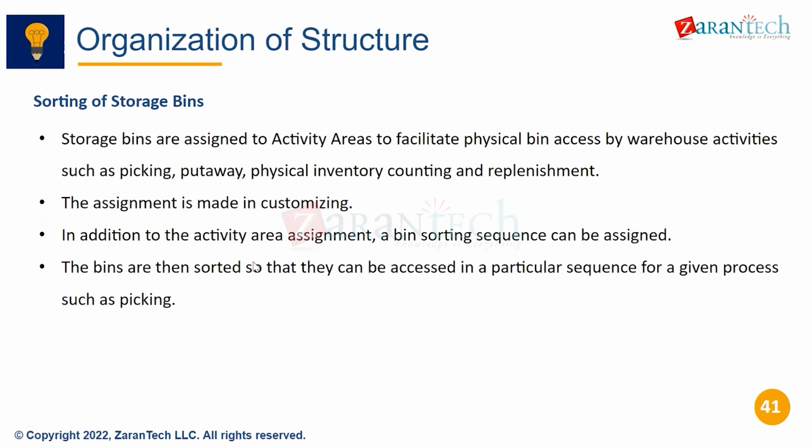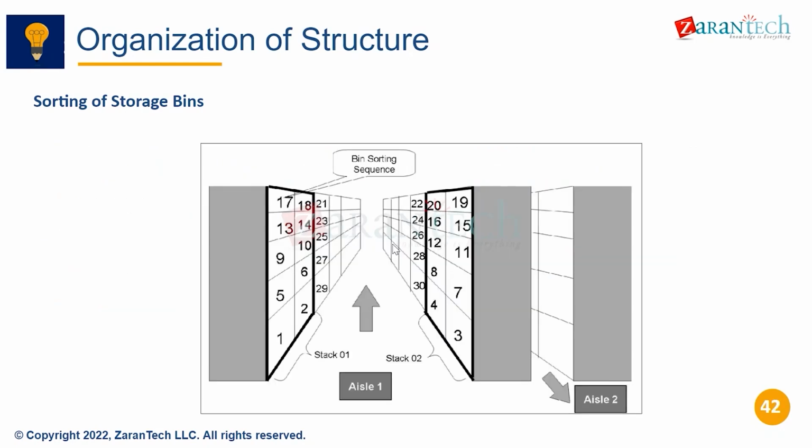Which bins have to be determined first, sequentially, in the warehouse to do the put away or picking, or to put the stock into that particular bin sequence. So this sorting of the bins has to be done. You can see these are the stacks and levels, and you'll have the aisles, stacks and levels. And bin sortings will be something like one, two, three, four, however you want to see it.